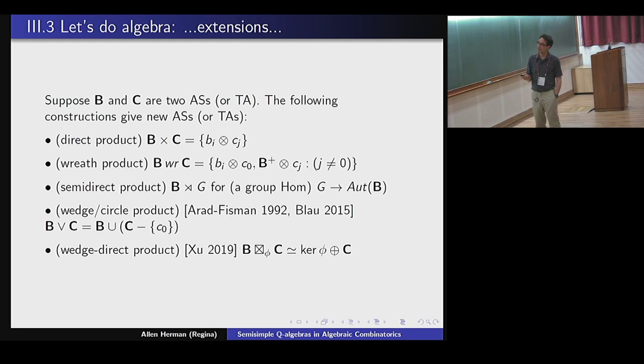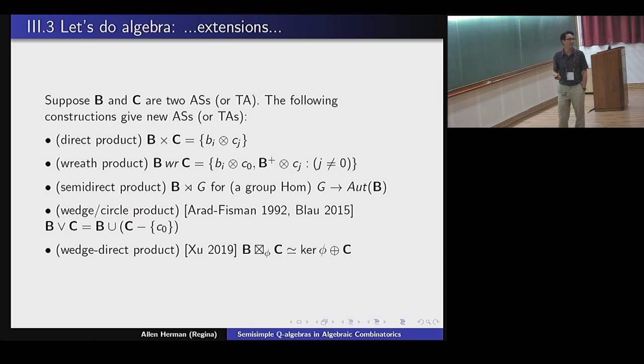Lately, Q has come up with a wedge direct product construction, which is quite general. The algebra that comes out of this is always what's generated by the kernel of this phi. Phi is an association scheme homomorphism from B to C. Take its kernel and extend it by C in a direct sum fashion.